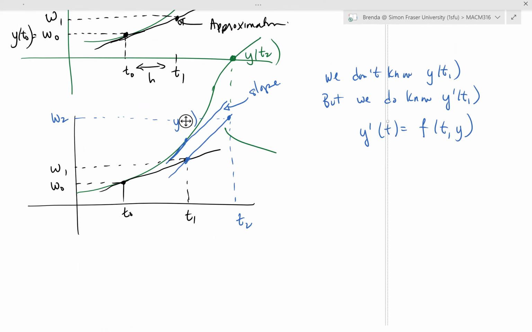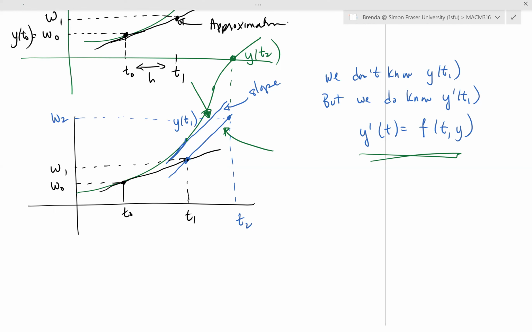What is this line right here? This line is parallel to this line. This line right here is the derivative of my function at time T1, which is what I'm allowed to calculate because I can always calculate the derivative. I have a differential equation, right? You cannot calculate the function, but let me give an example.